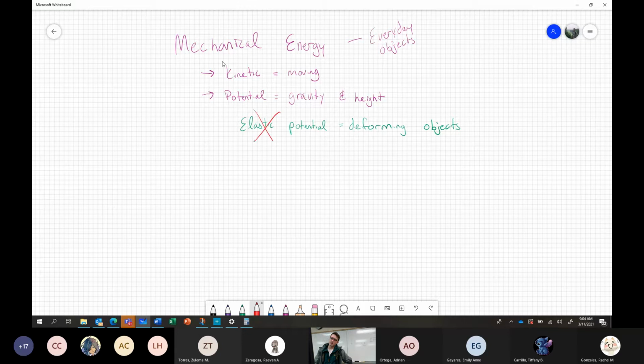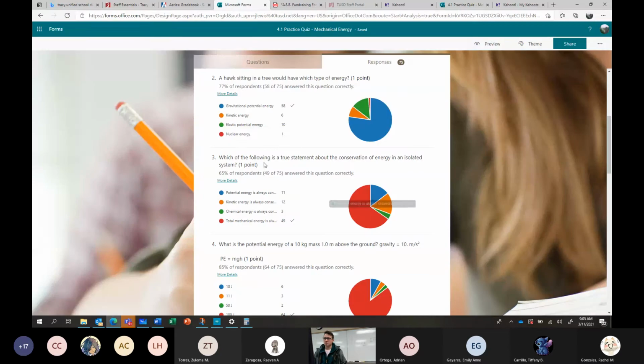So if you ever see a question asking about different types of energy, essentially the only two types of energy that we're going to talk about, or that might be an answer in this class for this chapter, would be kinetic or potential, like gravitational potential. Anything else is just a distractor, trying to distract you. Okay. So we're not talking about nuclear energy. We're not talking about elasticity. We're not talking about deforming objects. We're talking about things falling or things moving.